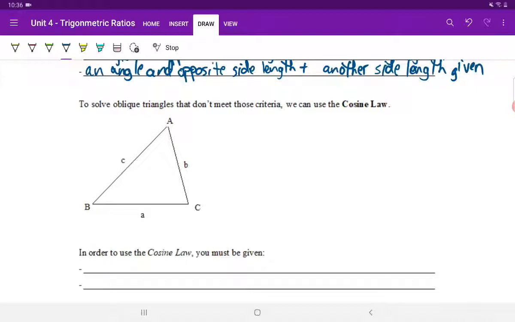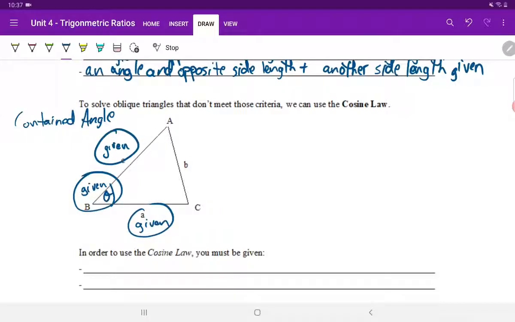So suppose we are given angle B, so I'll call it theta. We're given angle B, and we're given side A, and we're given side length C. So when we have this situation, it's called a contained angle. Why is it called a contained angle? Well, we have an angle that's given to us, and it's sandwiched between two side lengths that are given as well. So here, here, and here.